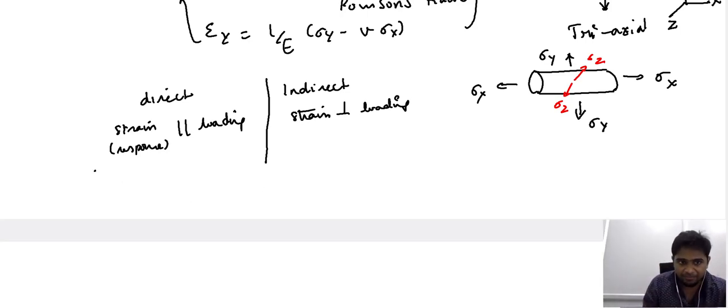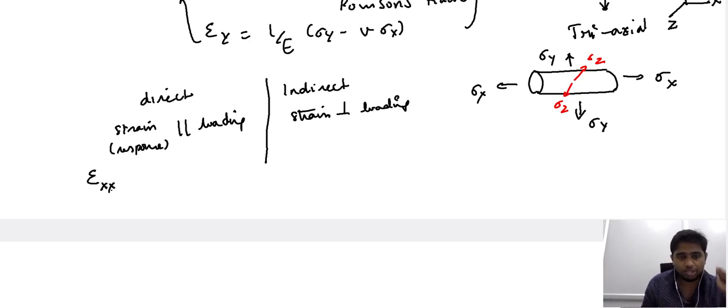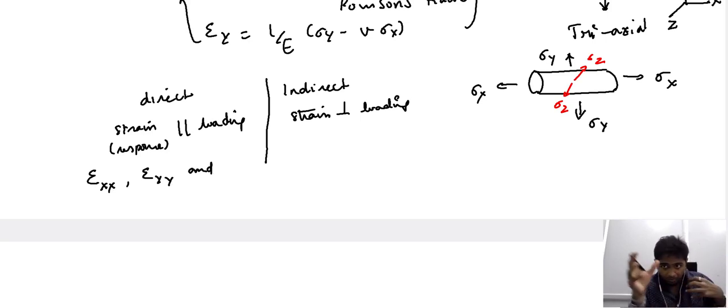So we will have epsilon that comprises two subscripts, and in case of direct loading, since the response direction is parallel to the loading direction, the subscripts will be of the same notation. Therefore epsilon xx will represent one direct response, and epsilon yy will represent another direct response. And finally, since we also have a stress along the z direction, we will have an additional direct strain along the z axis.